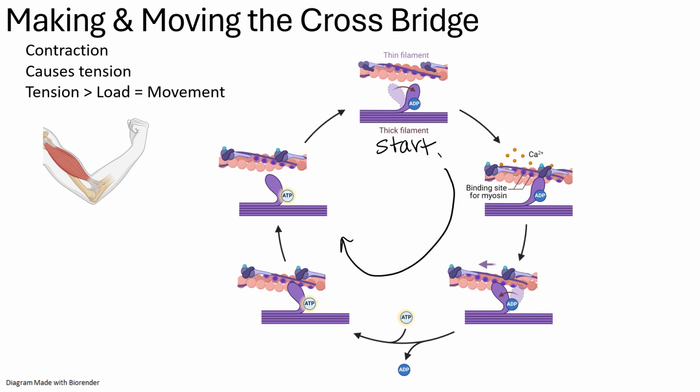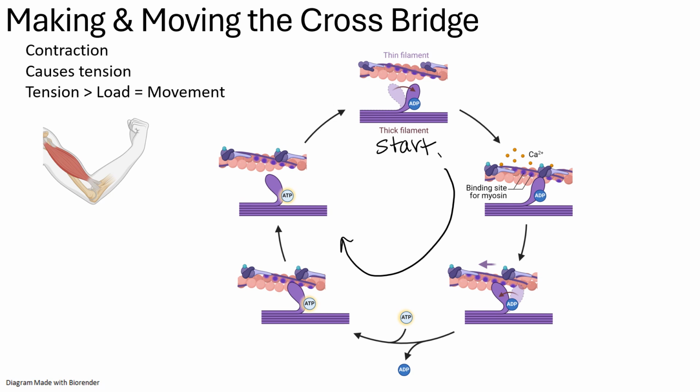The myosin head is not attached to the actin active site on the thin filament. Tropomyosin is covering those active sites. Troponin does not have calcium attached.